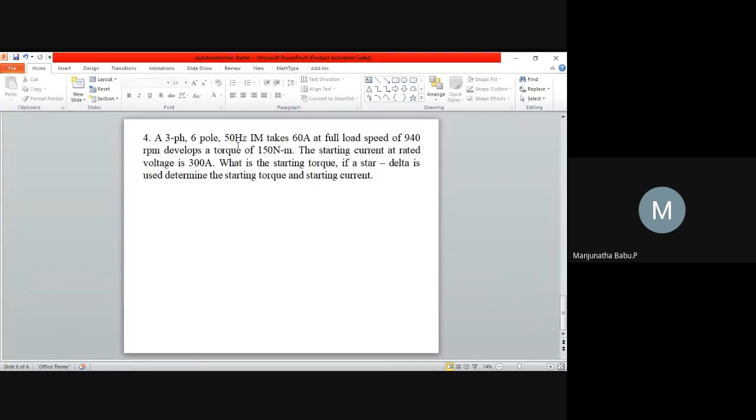A 3-phase 6-pole 50 Hertz induction motor takes 60 amps at full load speed of 940 RPM and develops a torque of 150 Newton meter. The starting current at rated voltage is 300 amps. What is the starting torque if a star delta is used? Determine the starting torque and starting current.